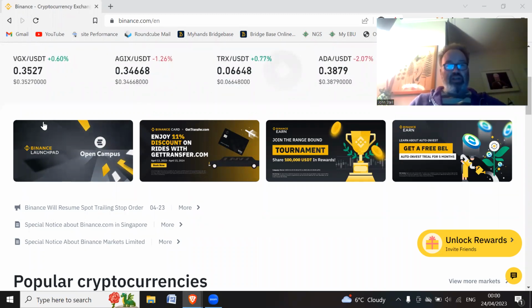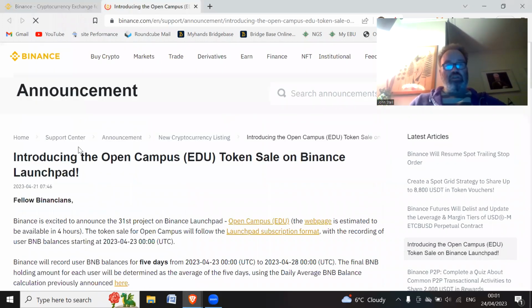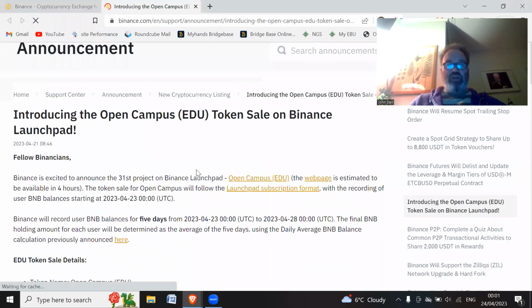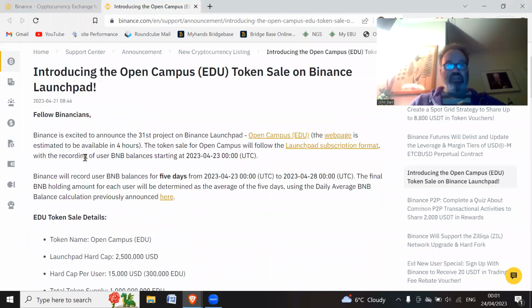So let's have a look at Binance Launchpad. They've only just done one of these with Space ID, and this is now one called Open Campus. If we click on this, it says: introducing the Open Campus EDU token sale on Binance Launchpad. Binance is excited to announce the 31st project on Binance Launchpad, Open Campus EDU. The web page is estimated to be available in 4 hours.